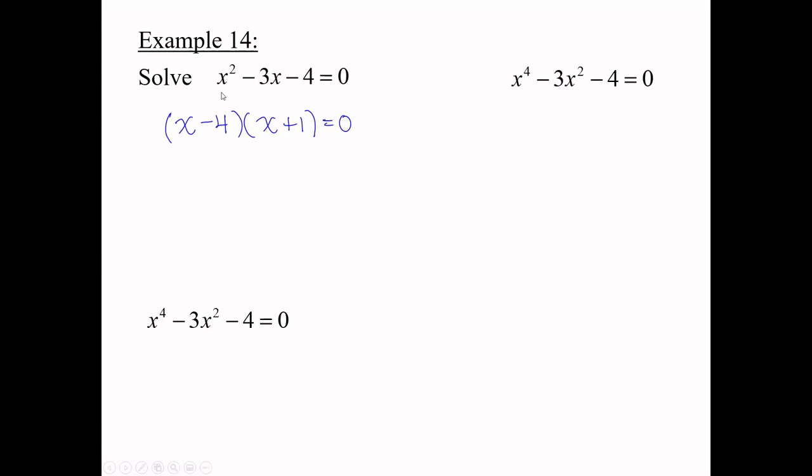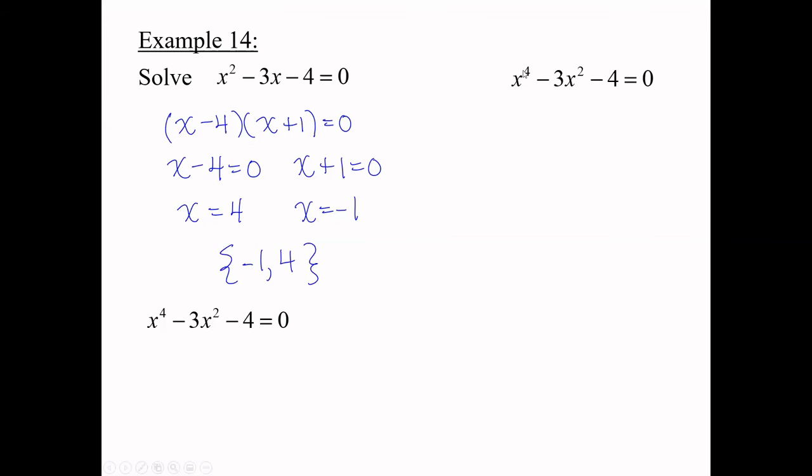Okay, you factor this: x minus 4, x plus 1 equals 0. Using the zero products rule, this gives you two equations, and we have x equals 4, and x equals -1.